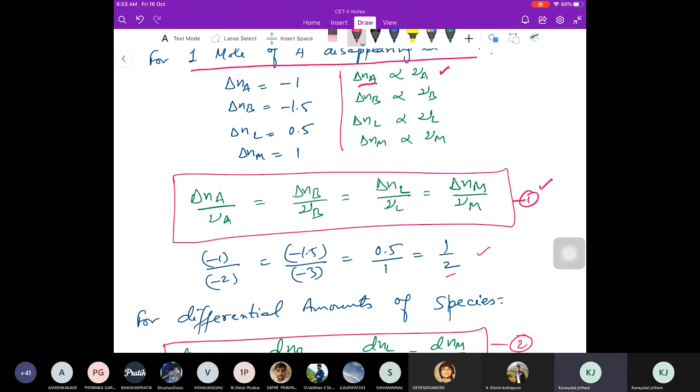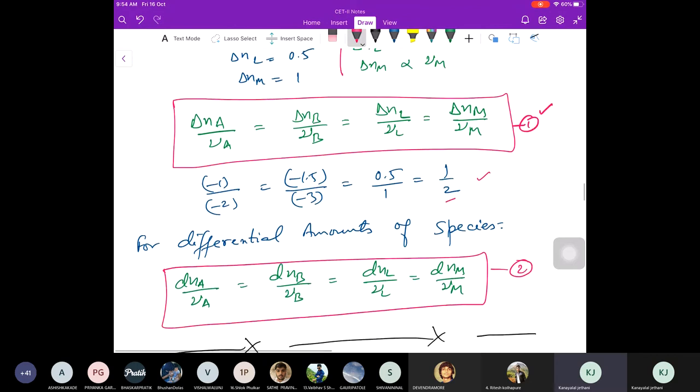So if you take the change in number of moles during a reaction divided by the stoichiometric coefficient, it is the same for all the components, reactants as well as products. Any questions on equation 1? Okay. So for differential amounts, that means small changes, instead of delta you can write dNA upon nu A equal to dNB upon nu B equal to dNL upon nu L equal to dNM upon nu M. Equations 1 and 2, any questions?